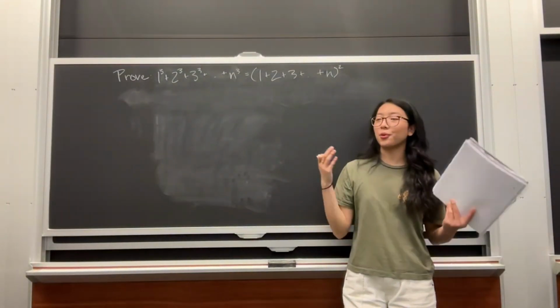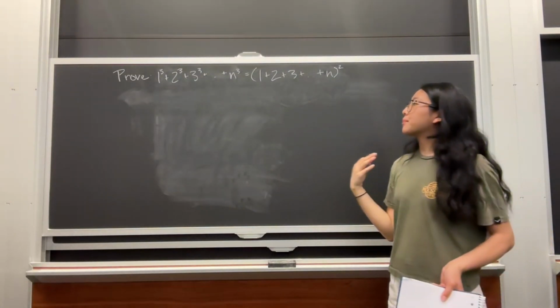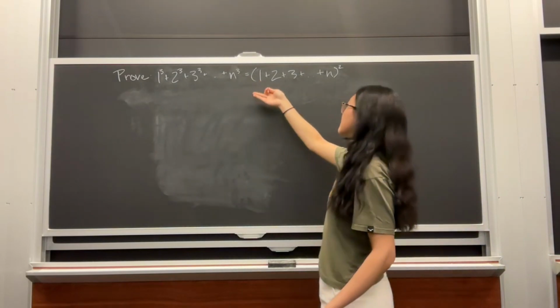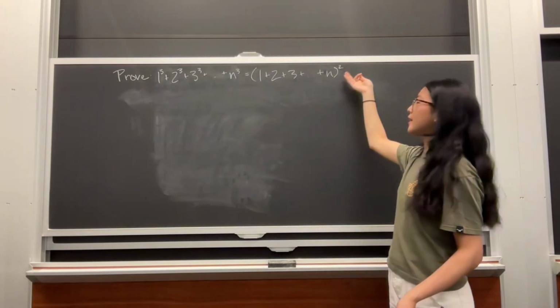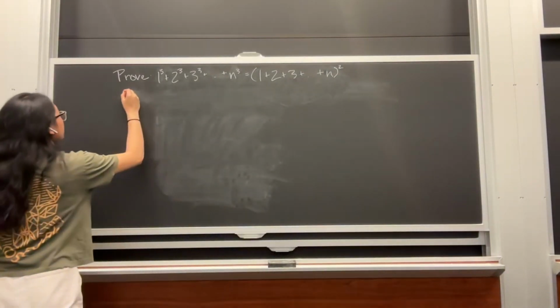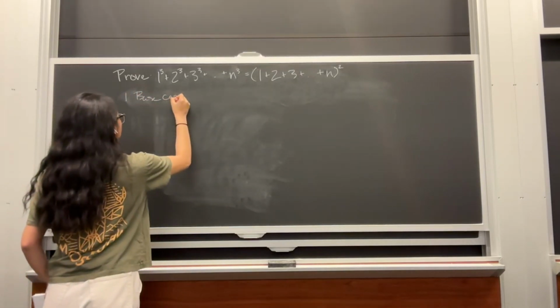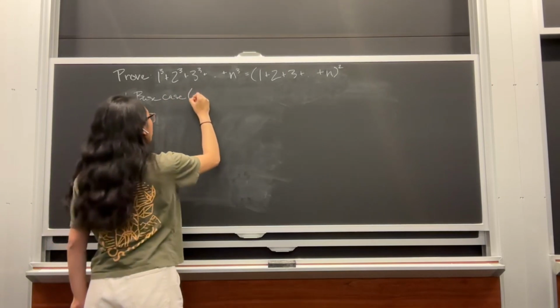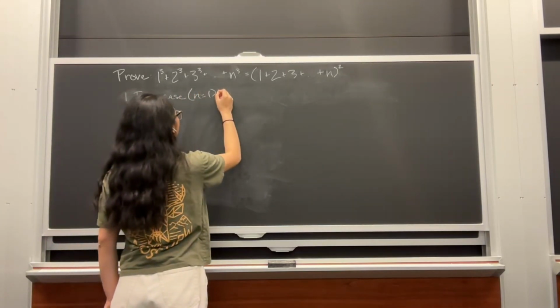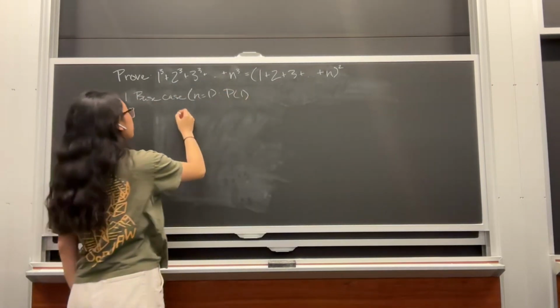Today we are walking through this mathematical proof by induction problem where we are proving that the sum of cubes is equivalent to taking the sum 1 to n and squaring it. So we can begin this problem by starting with our base case where we are going to prove that for n equals 1, P(1), this statement holds.